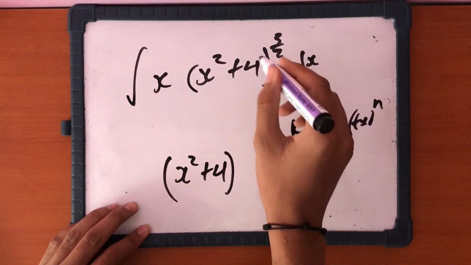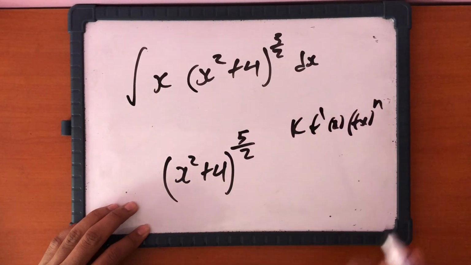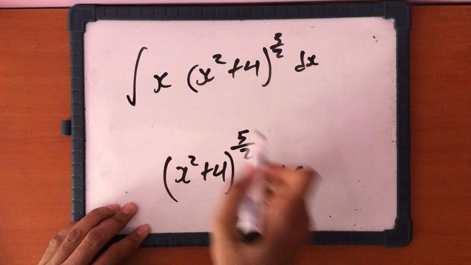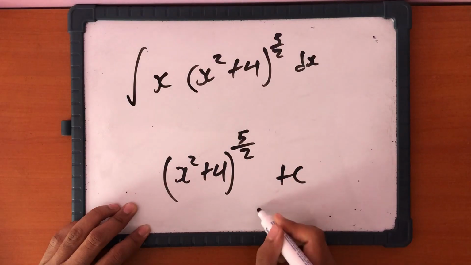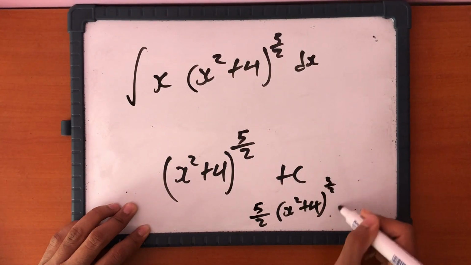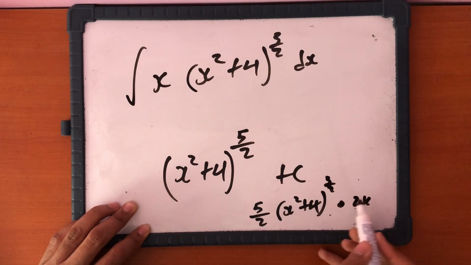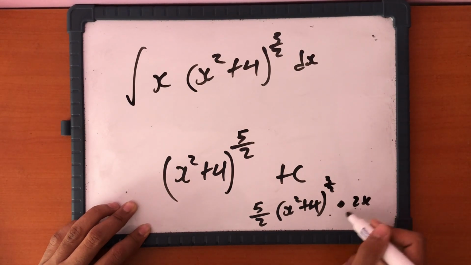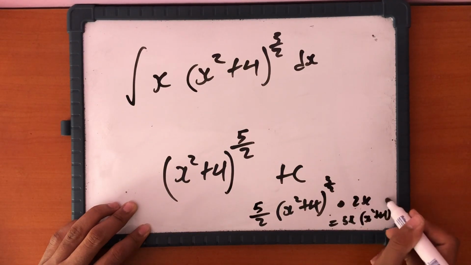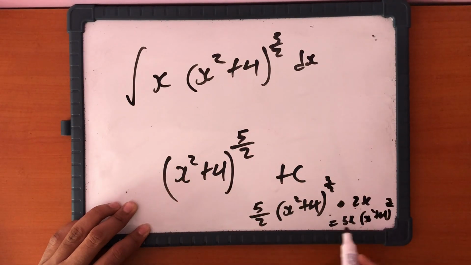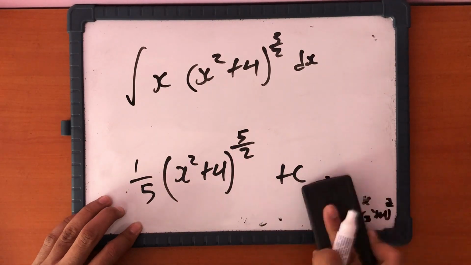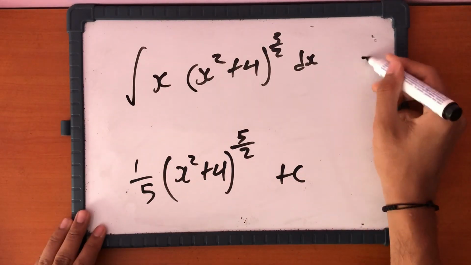Add 1 to the power, so 3 over 2 becomes 5 over 2, plus c. Then we have to adjust for the constant by differentiating this and checking. So when we differentiate this, we get 5 over 2 times (x squared plus 4) to the power 3 over 2 times 2x. So the whole thing will be 5x times (x squared plus 4) raised to 3 over 2. When we differentiate this, we are getting 5x, but we want 1x, so we divide by 5, and that's the answer. That's the answer of the integral, also worth 2 marks.